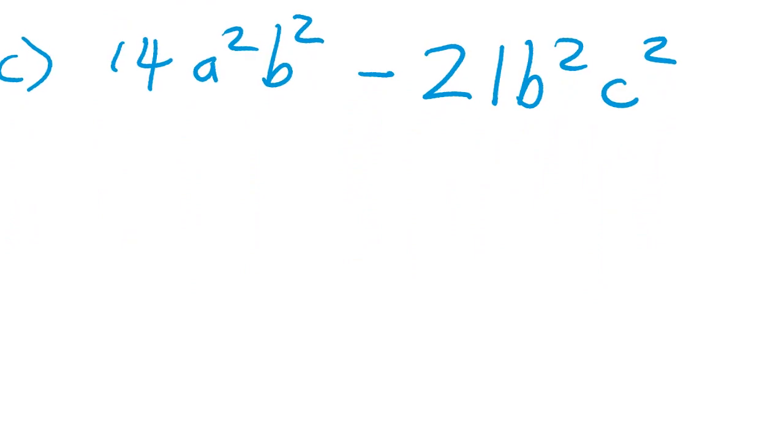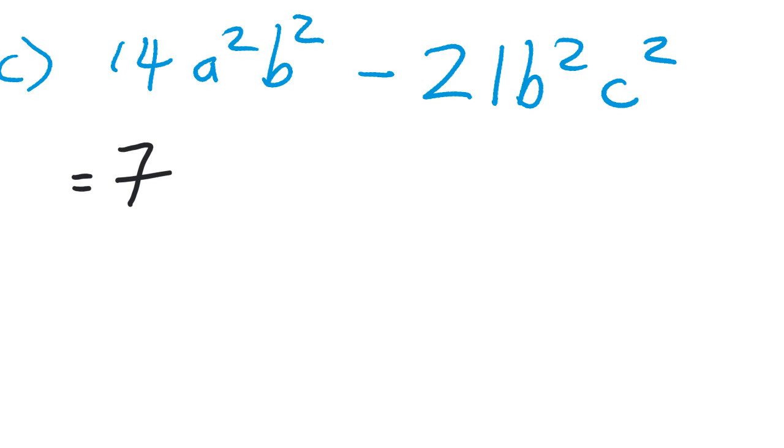All right. So now you have 14a squared b squared minus 12b squared c squared. So remember, we have to find a GCF. Remember, our GCFs have to have something that is in each one of these two terms. So the first thing that we're going to do is look at the 14 and the 21, the coefficients, right? We have to find a number that divides both 14 and 21. So 14 and 21 are both divisible by 7, okay?